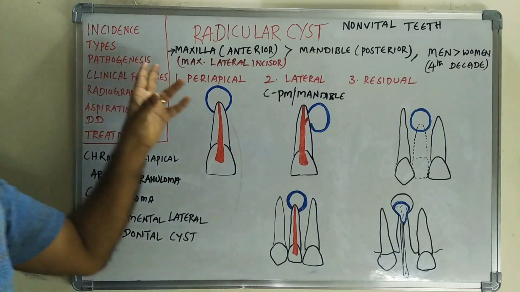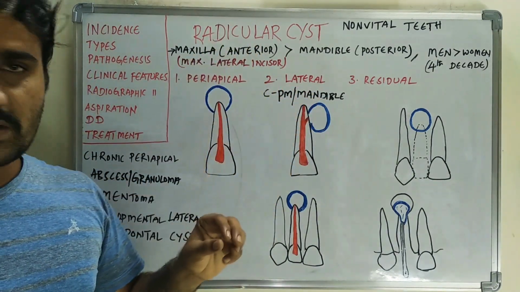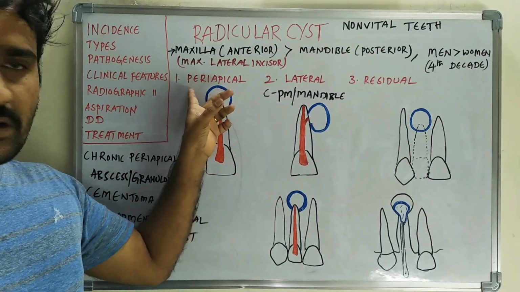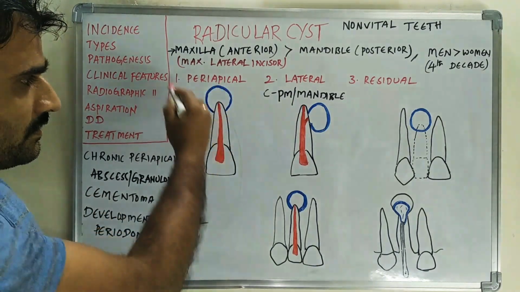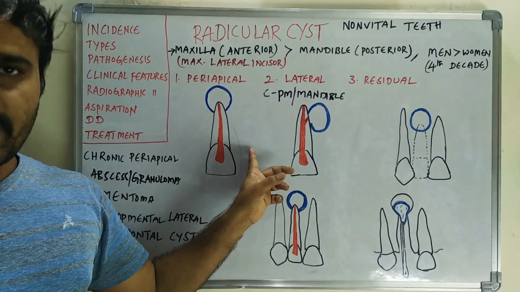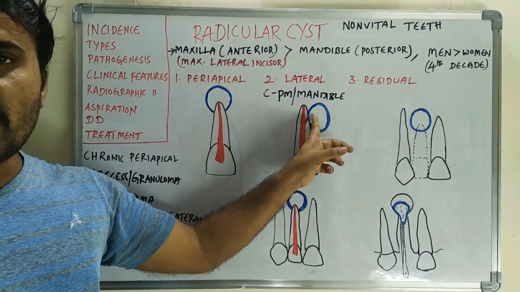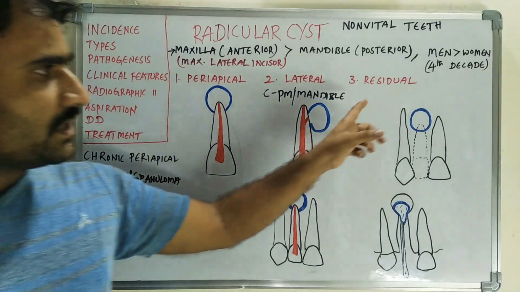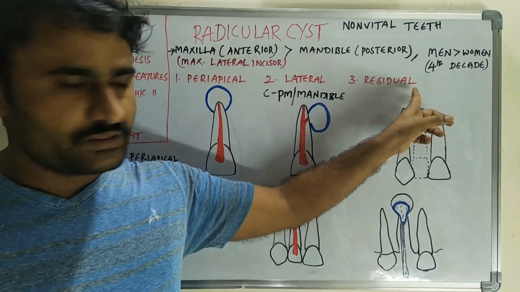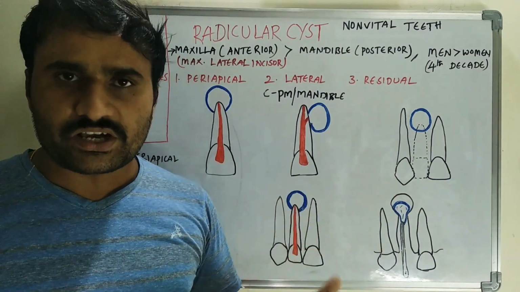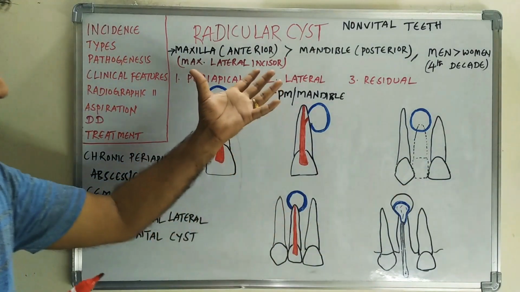Then coming to the types, there are three types of radicular cyst, one based on the location. The first one is periapical, which is situated at the periapical region of a decayed tooth. Then lateral, which can be seen on the lateral surface of the root, right? And residual. This is nothing but the radicular cyst remaining after the extraction of the tooth, right? These are the three types.